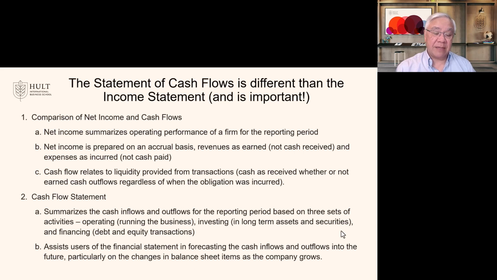The cash flow statement summarizes the cash inflows and outflows for the reporting period based on the activities of operating, which is running the business, investing, which is for long-term assets, and financing, which are debt and equity transactions. And it assists the users of financial statements to forecast cash flows and outflows in the future. And particularly, it represents an understanding of how the balance sheet must move in conjunction with the income statement.